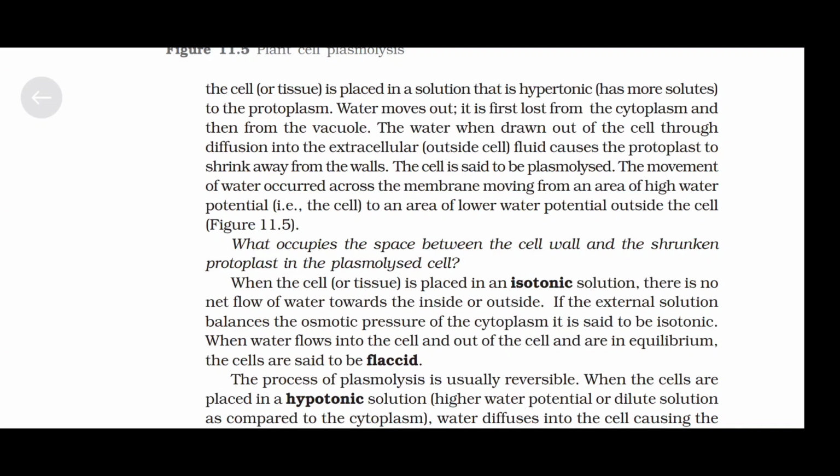It is first lost from the cytoplasm and then from the vacuole. The water, when drawn out of the cell through diffusion into the extracellular, outside-cell fluid, causes the protoplast to shrink away from the walls. The cell is said to be plasmolysed. The movement of water occurred across the membrane, moving from an area of high water potential, that is the cell, to an area of lower water potential outside the cell.